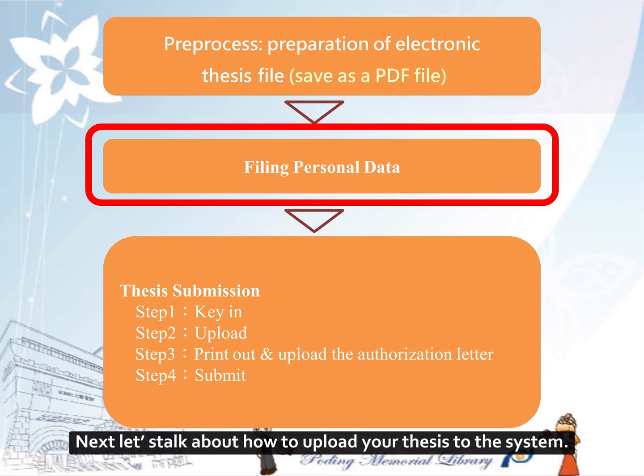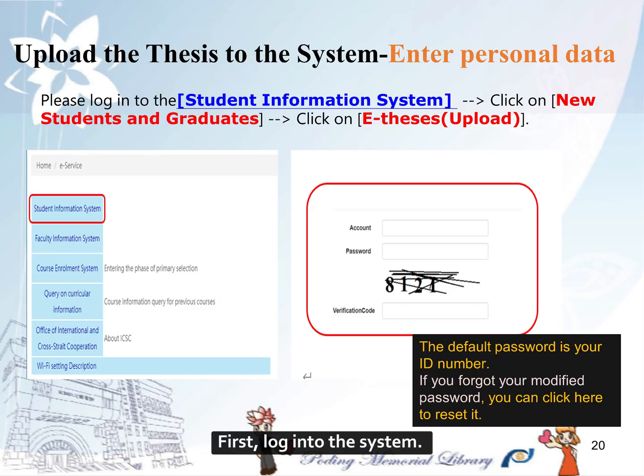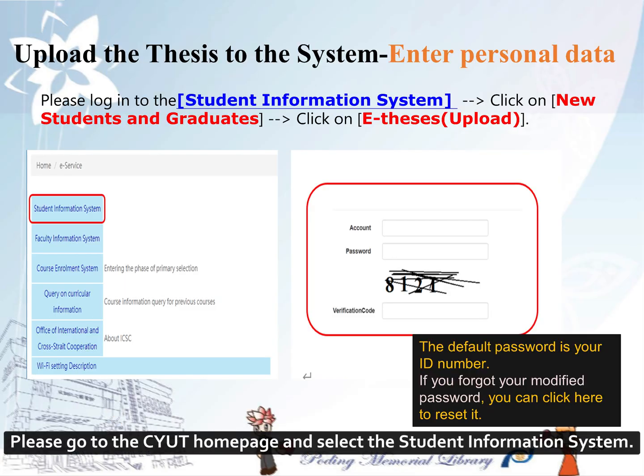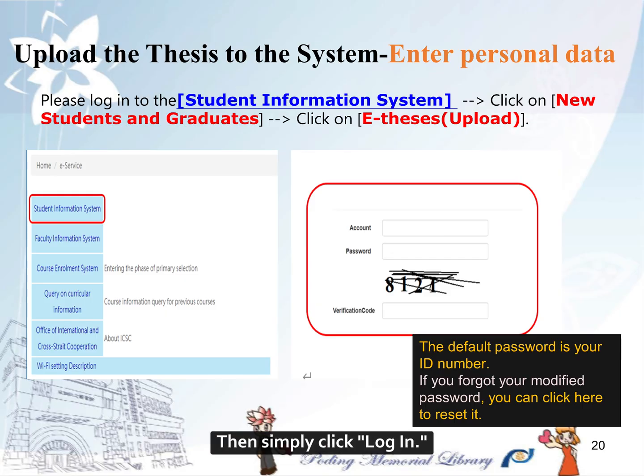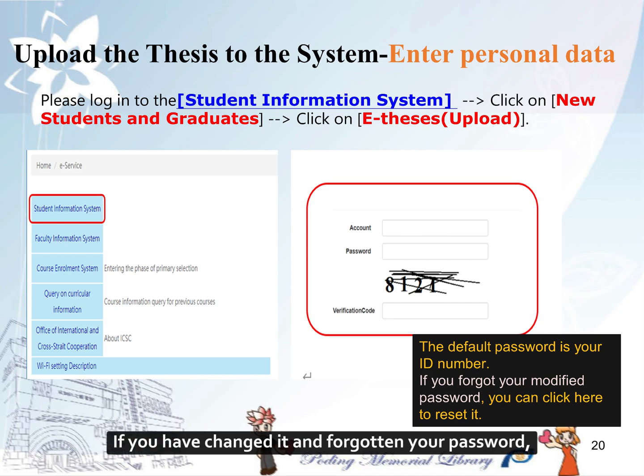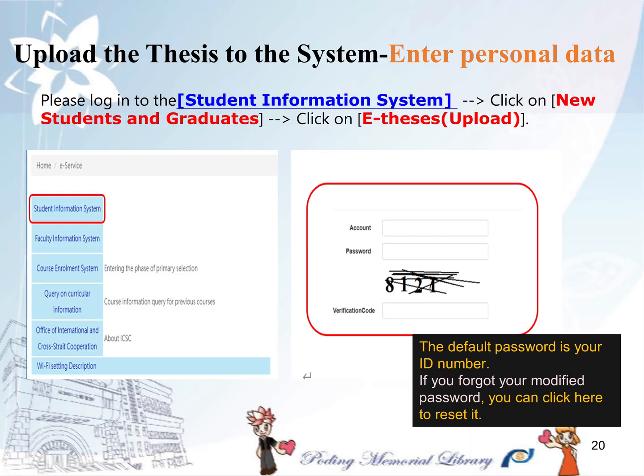Next, let's talk about how to upload your thesis to the system. First, log into the system. Please go to the CYUT homepage and select the Student Information System. After clicking, enter your account, password, and verification code, then simply click Login. If you have changed it and forgotten your password, please click on Forgot Password to reset it.